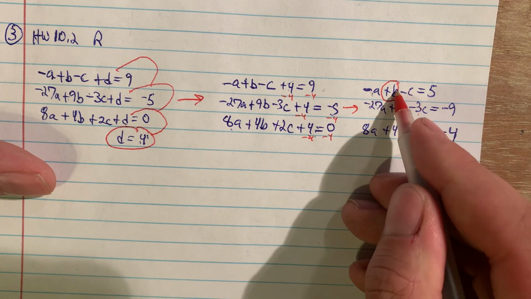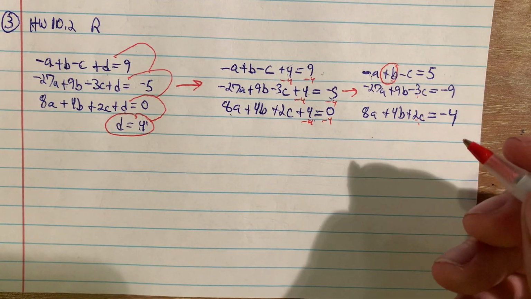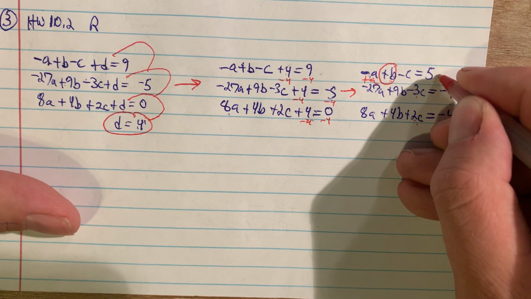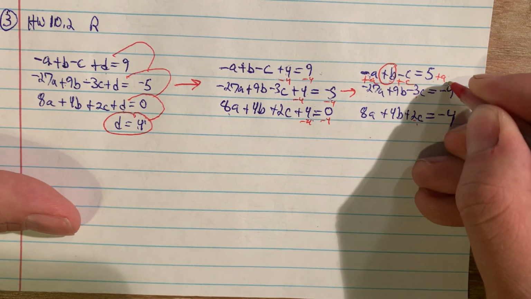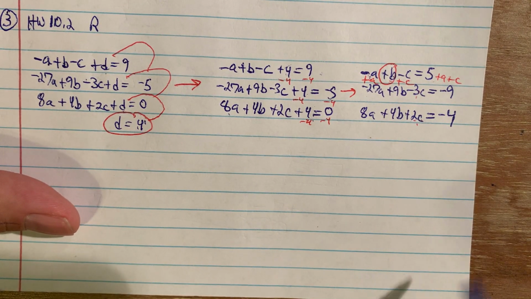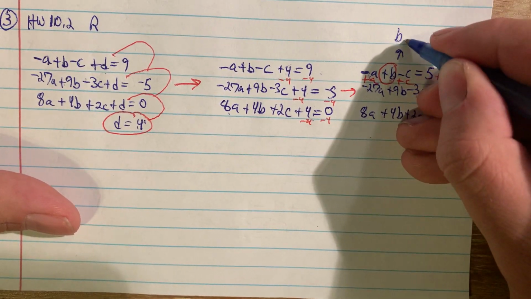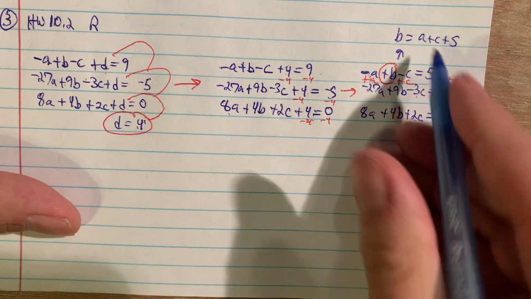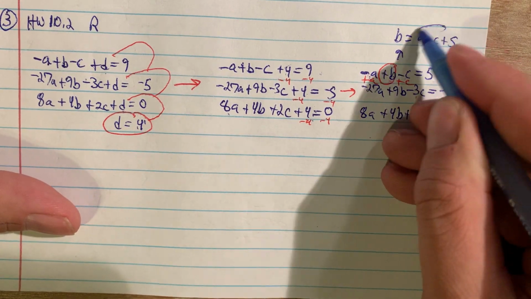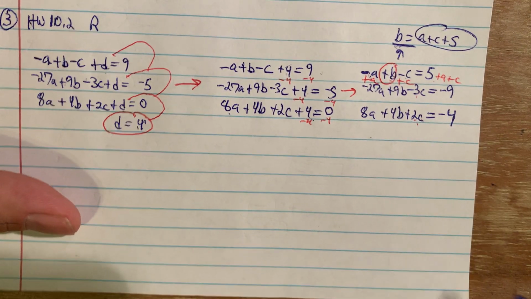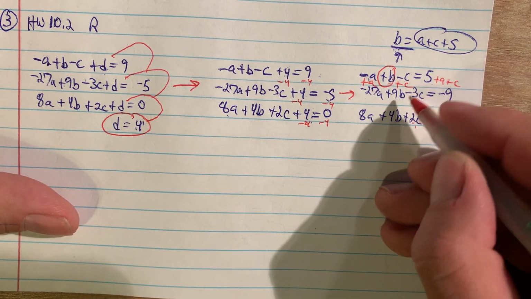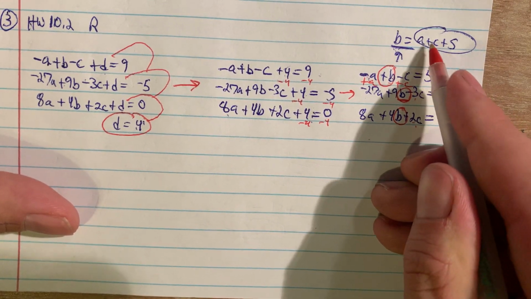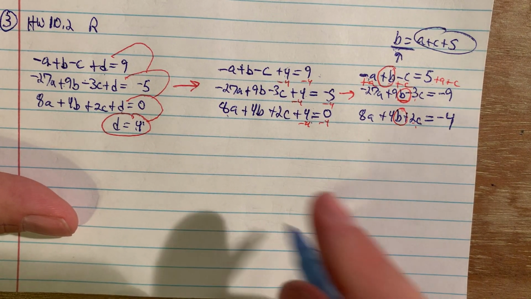And if I move everything else to the other side, I can solve for b, find out what b is equal to. So I add a to both sides, and I add c to both sides. And now what this one will say is b equals a plus c plus 5. And so by getting b by itself, I have now found what b is equal to, and I can plug that into the other equations, right? b is going to be a plus c plus 5. So let's see how that looks.